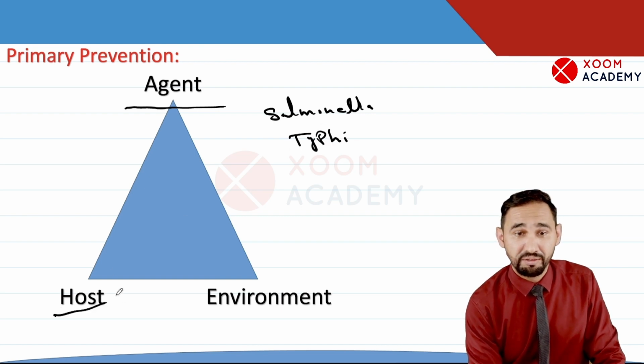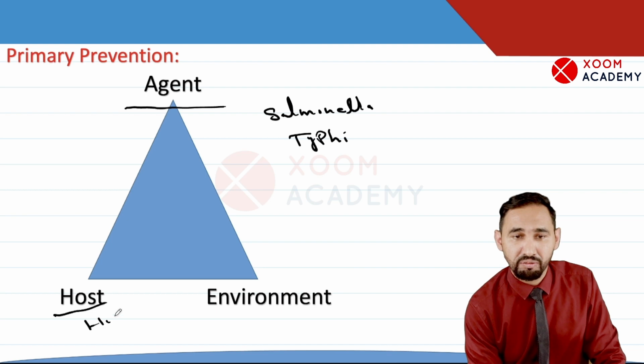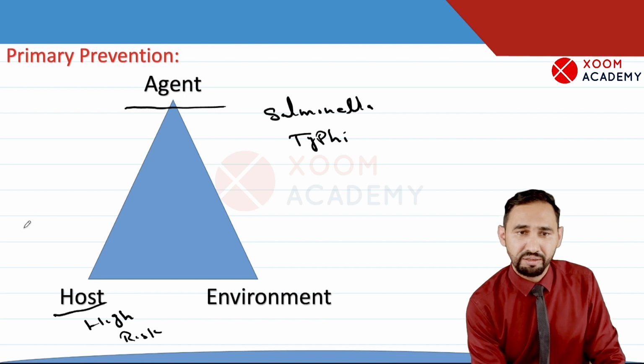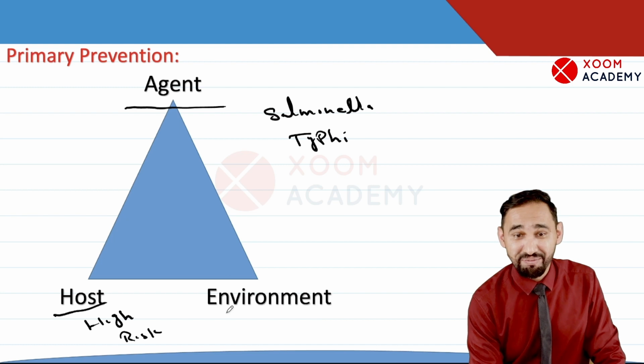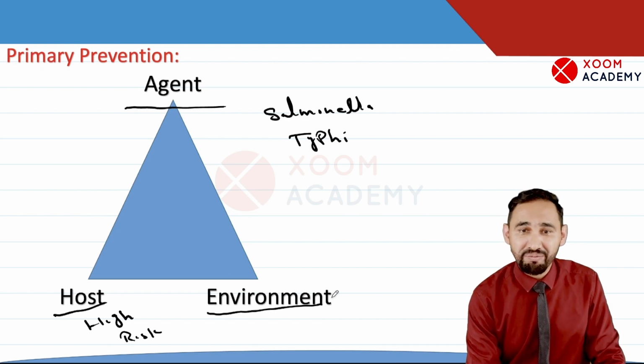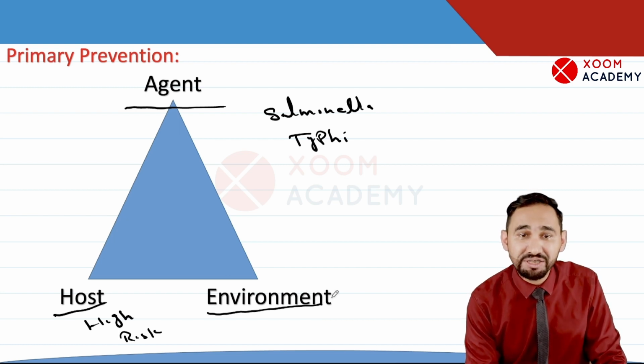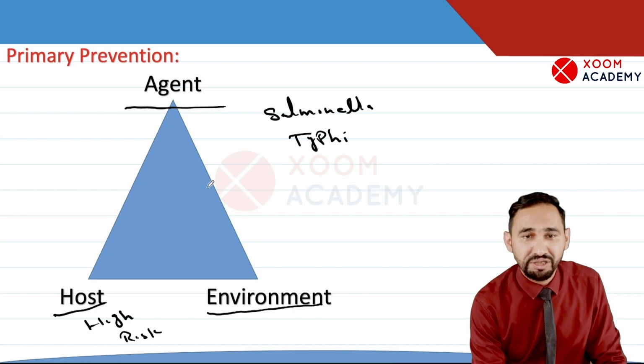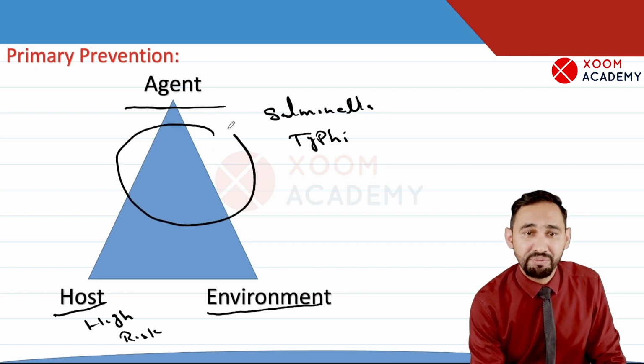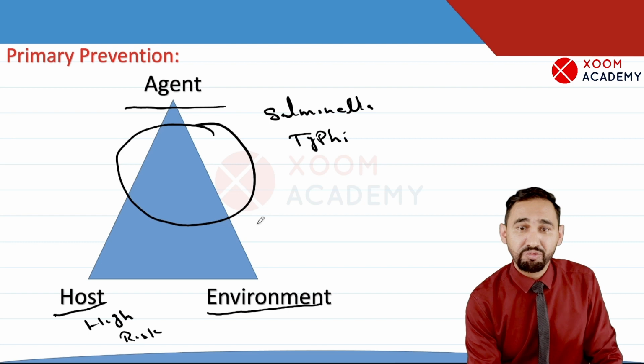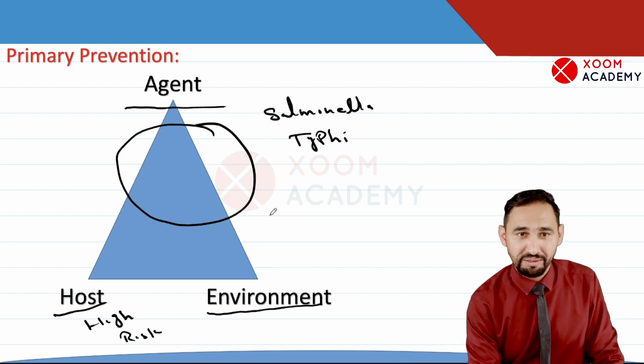Host is present. Host, high risk people. Who are at greater risk? Cooks or waiters or people who are working in hotels. They are at greater risk. Environment. Their working environment, poor sanitation, poor hygiene. We have to stop the interaction of these three. This is primary prevention. We have to stop the development of disease, although they are present.